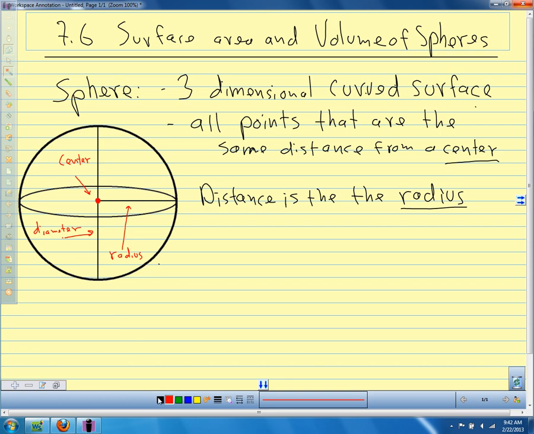So when we're working problems with spheres, all we need to find is the radius. There's no base, no height, no slant height, no other information that we need other than the radius.